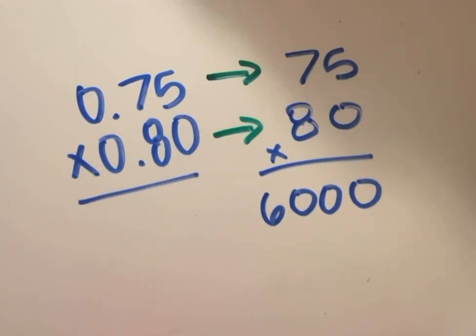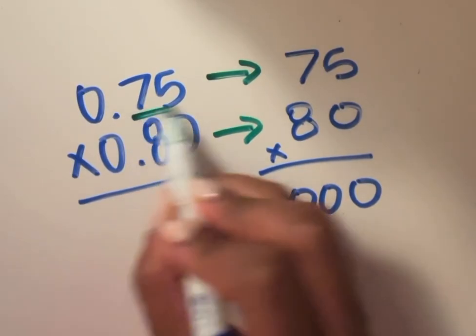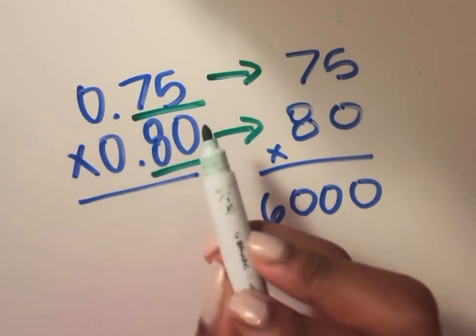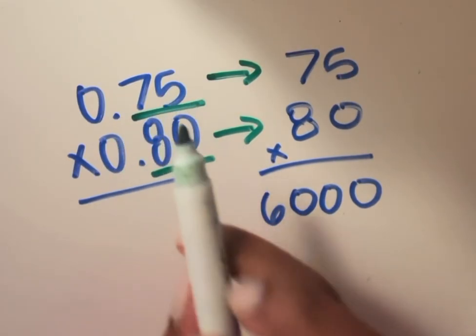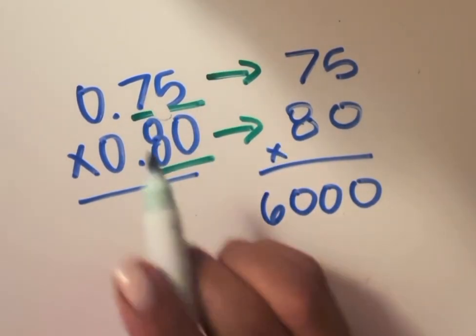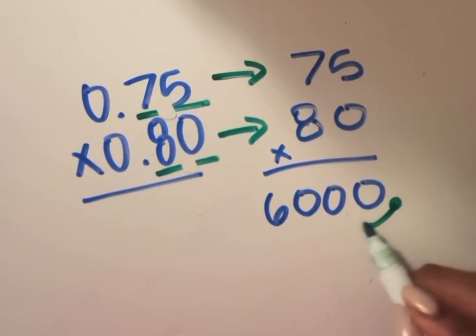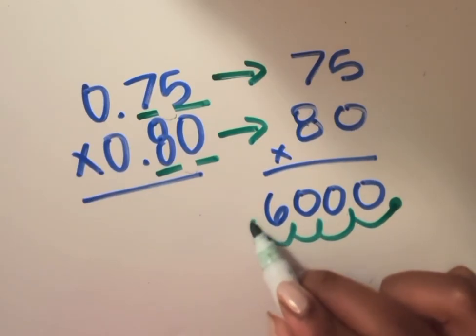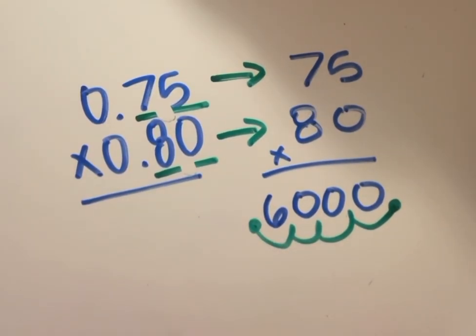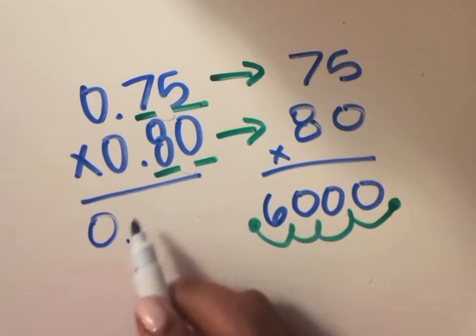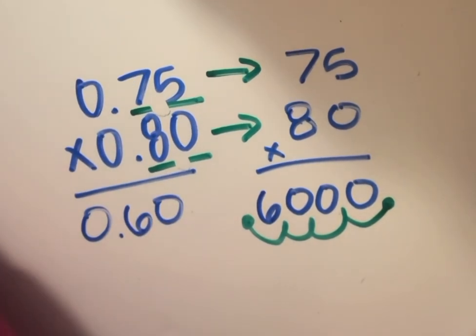So now we're going to look at our place values over here. How many place values do we have to the right of the decimal? So we have 1, 2, 3, 4. So we're going to start over here and go over 1, 2, 3, 4. And so our answer is 0.6000.